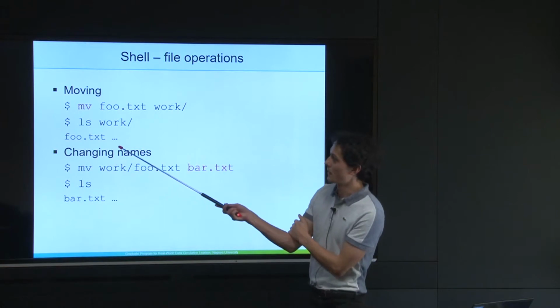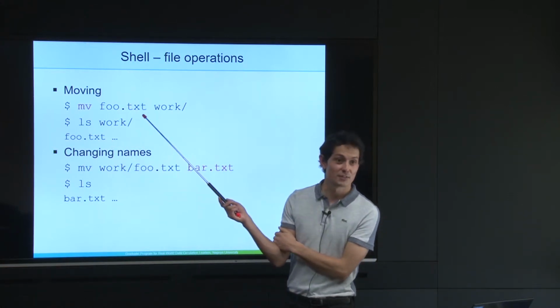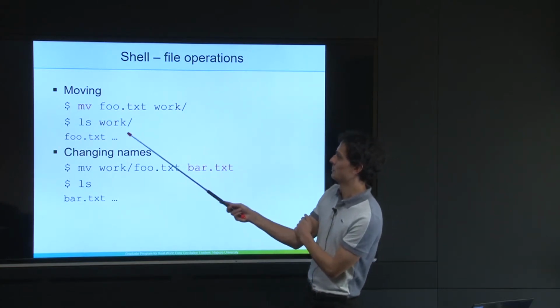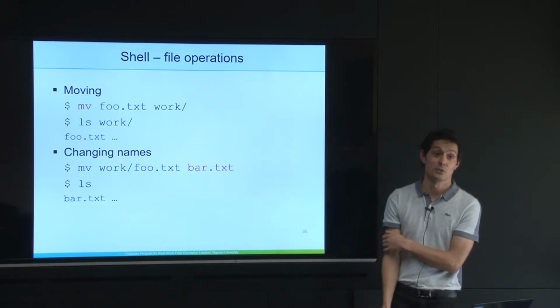So that file that you made, foo.txt, let's move that into the work folder where we put all the Java stuff, just using mv foo.txt and then work. Then if you look at work, you'll see that foo.txt and all the other Java stuff that we copied over is also in there now.